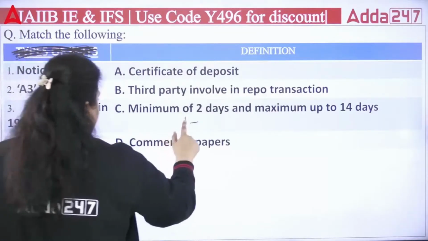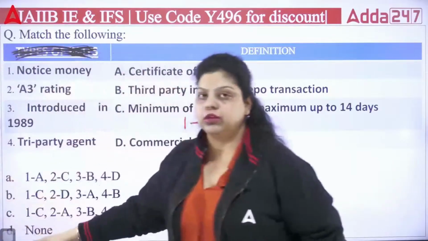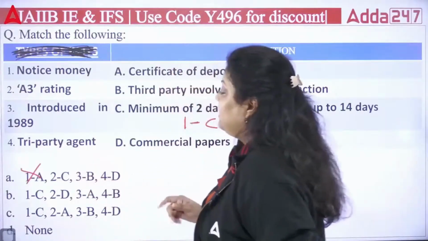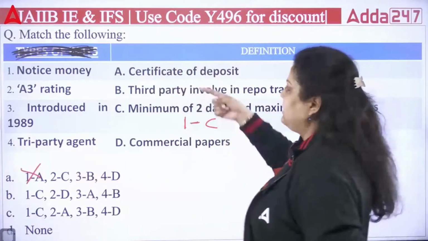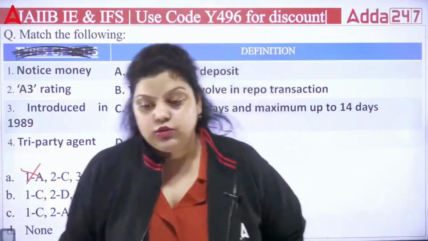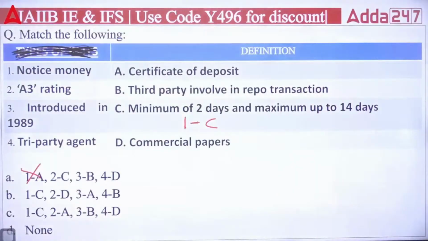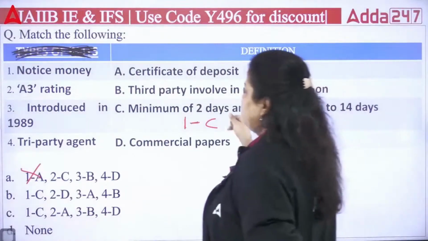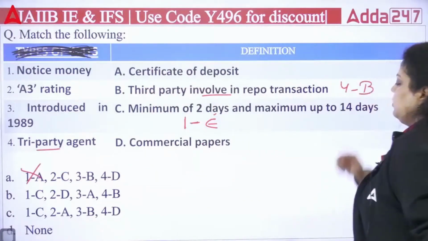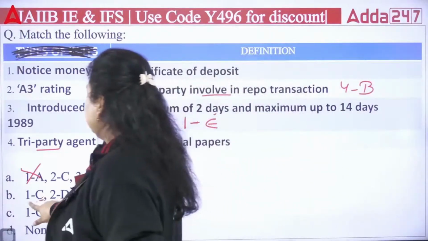1 will match with your C option. Okay, and I can see there are 2 options related to that, but I can eliminate the A option. Now second, A3 rating. In context to this definition, certificates of deposit are issued by banks and financial institutions, and are not required to have a rating. Then if we talk about the third party involved in a repo transaction, the fourth will be your B. Okay, so fourth is B here, and first is C.